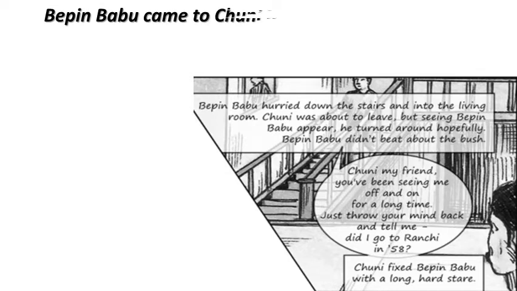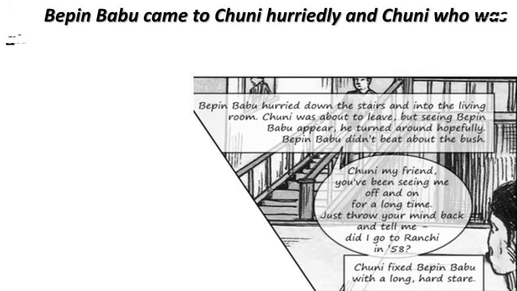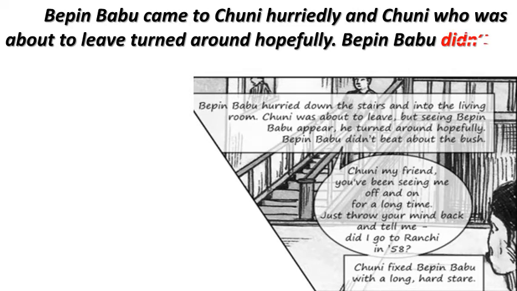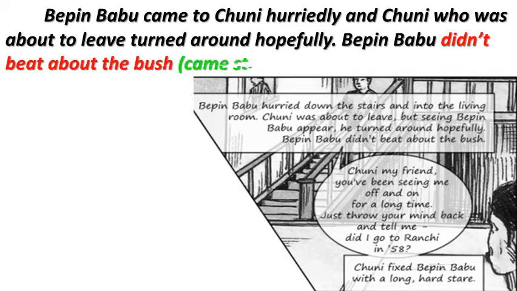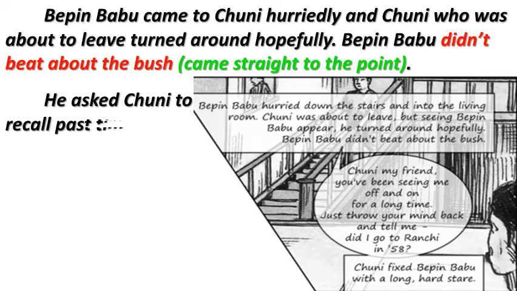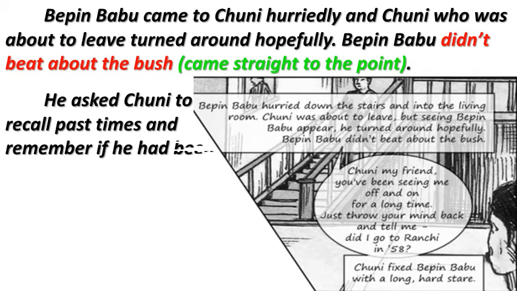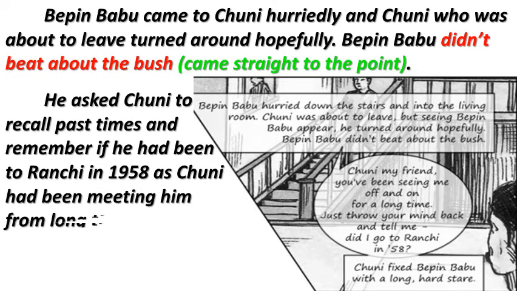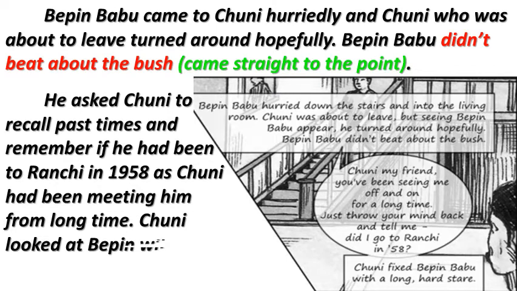Means Bipin Babu came to Chunni hurriedly, and Chunni, who was about to leave, turned around hopefully. Bipin Babu did not beat about the bush, means came straight to the point. He asked Chunni to recall past times and remember if he had been to Ranchi in 58, as Chunni had been meeting him for a long time. Chunni looked at Bipin with amazement, means feeling of great surprise and worry.